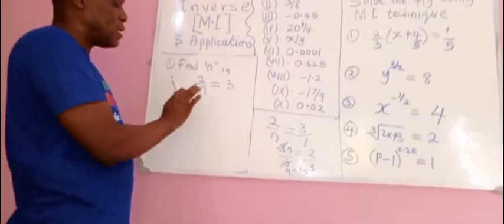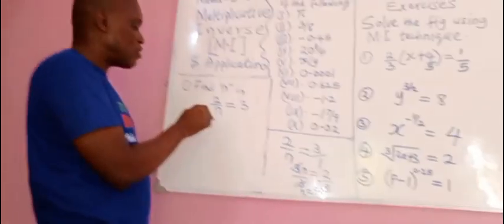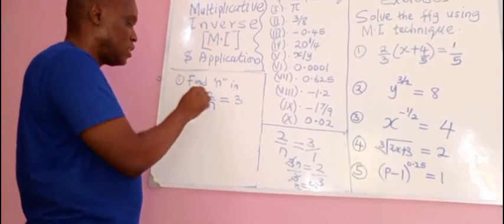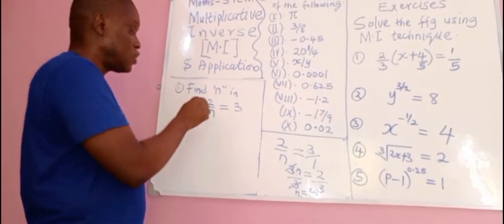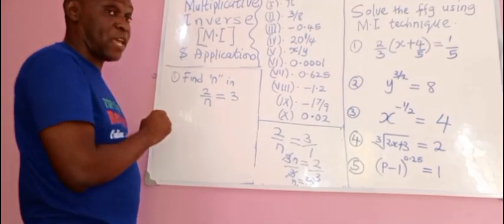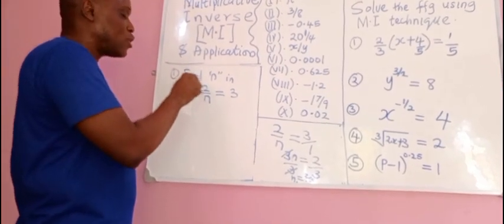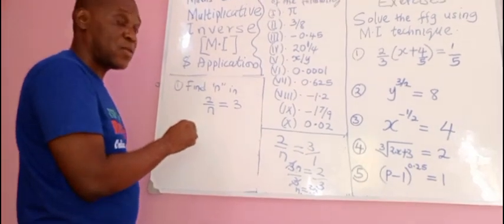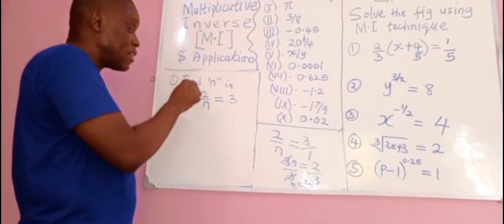If you want to use that technique, look here. What you will do here is that you try to remove this 2. This 2, yes, is attached to this 1 over n. What is the multiplicative inverse of this 2? Again, the multiplicative inverse of 2.